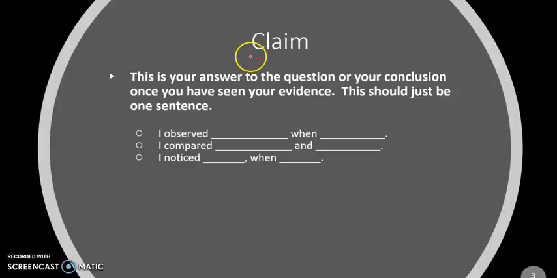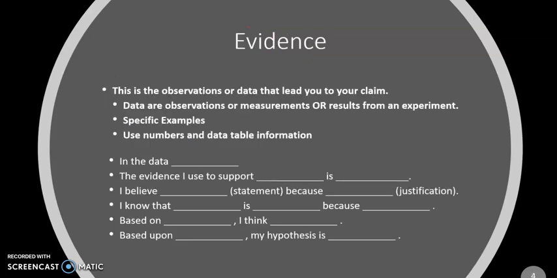So the first thing we start with is our claim. Notice our C here in CER. And this is straightforward. It is essentially the answer to the question that you started with. Remember, we start with questions. We ask questions when we do science. We're curious, so we ask a question. Our claim is our answer to this. And it's really important here that it be one sentence. We're really just talking about one sentence that says, I observed this when I compared X and Y. I noticed that. One sentence saying this is the answer to the question. This is the conclusion that I came up with.